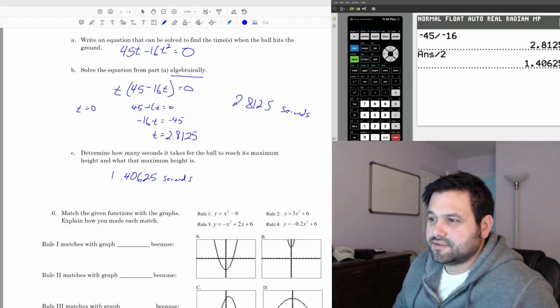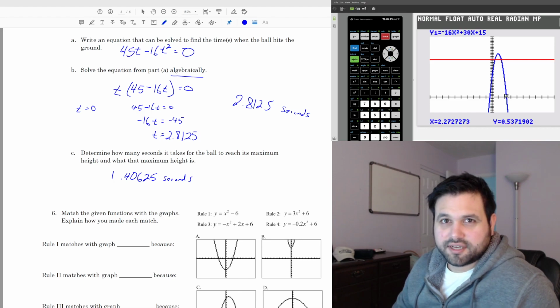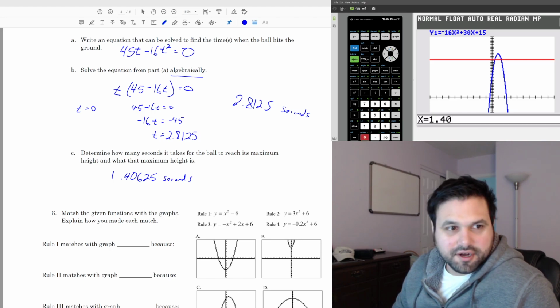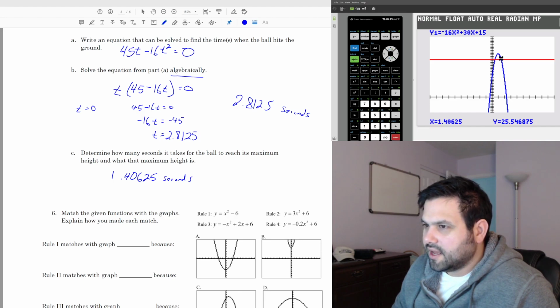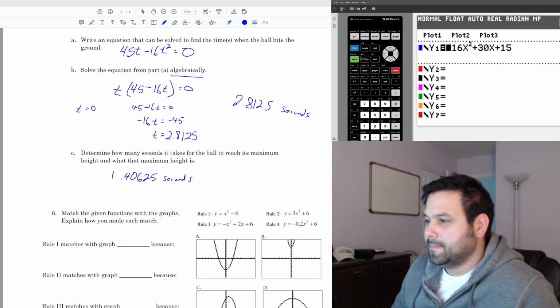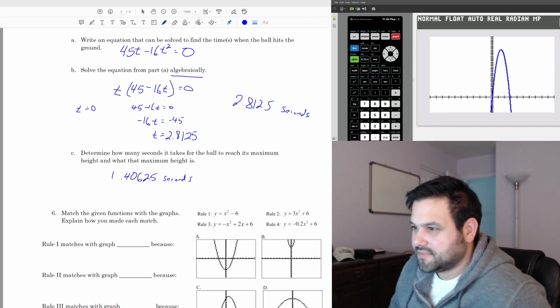I already have this in my calculator, right? So if I press graph, trace is a nice feature to use. The cursor's on this function, and so I can type in any value I want, and it's essentially plugging that value into the function. So I'll just plug in 1.40625 and hit enter. And that's the wrong equation. That was the last problem. My bad. Let's put the right one in: 45x minus 16x squared. And we'll graph that. Okay, that looks a little bit better. Hit trace.